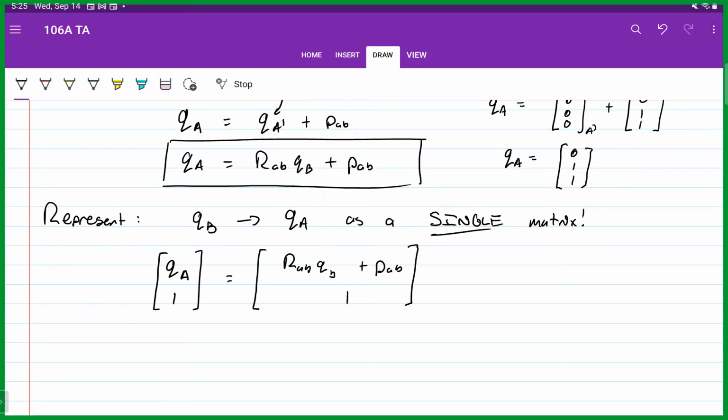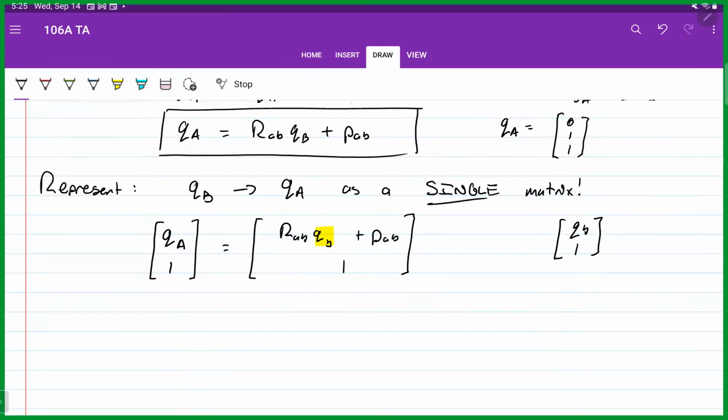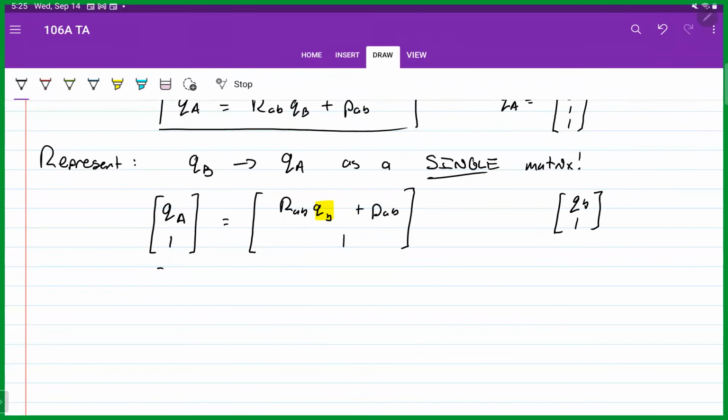Well, now, here's what I'm going to try and do. I'm going to try and factor out a QB from this expression, okay? But I'm not just going to try and factor out a QB. I'm going to try and factor out a QB and a 1, okay? And we'll see why that is in just a second. So what we're going to do now is look for the following matrix. We want to figure out some matrix that will take us from QB with this 1 underneath to QA with this 1 underneath, right?